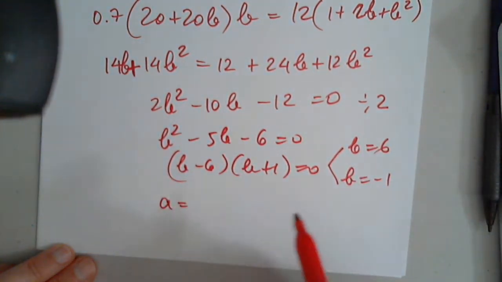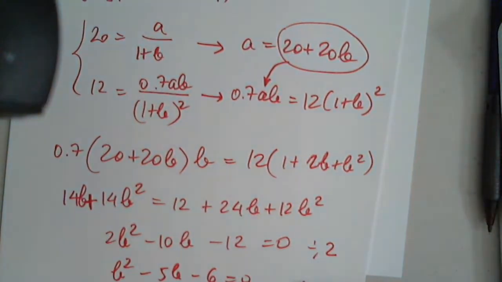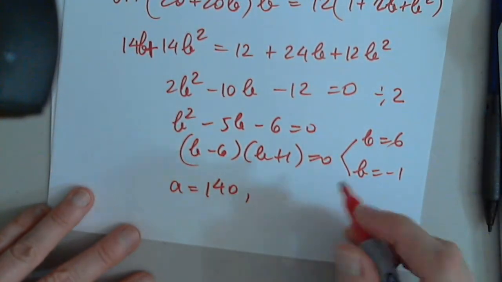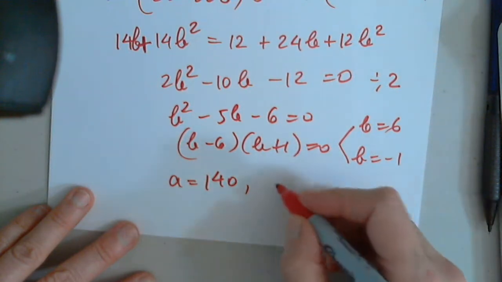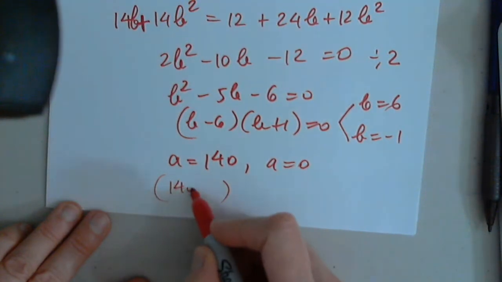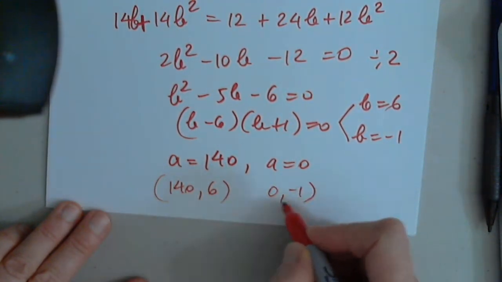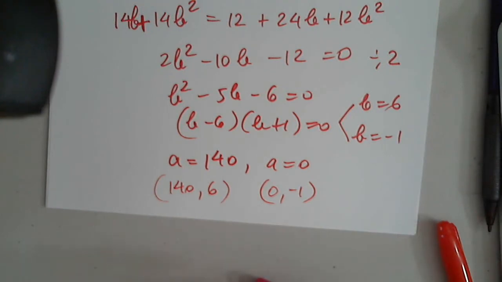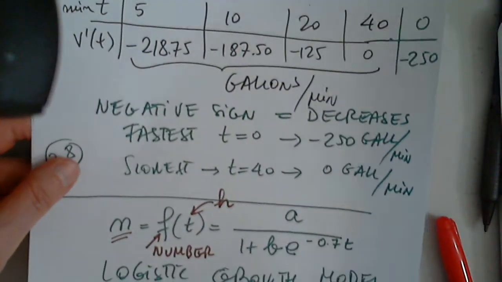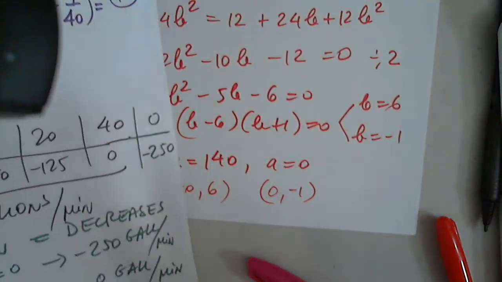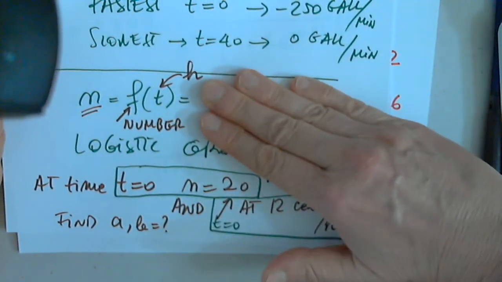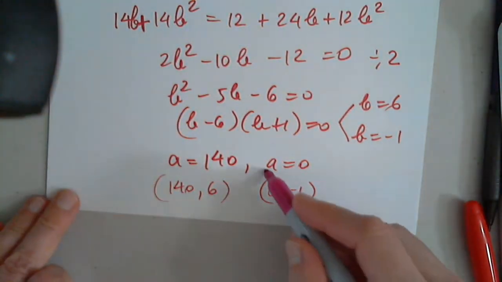And now I have to determine A. With 6, A is 140. And the other one, with negative 1, is 0. Okay, so we have two possibilities, 140 comma 6 and 0 comma negative 1. I don't remember, I have to go back to the problem. I don't remember if we had any restrictions. Oh yeah, we have a restriction. A cannot be 0. If A is 0, the entire function is 0. So that's not an option. Not possible.